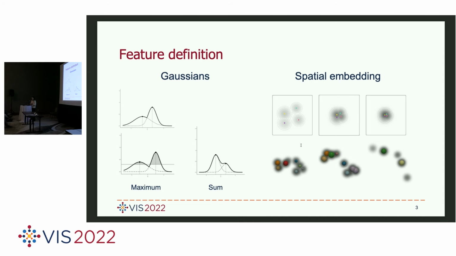Then, to go from points to features, you could evaluate these Gaussian functions in different ways. So here we have taking the maximum, thresholding the maximum, or summing the Gaussians. If you then evaluate these function combinations, you can derive scalar fields. And on the right, you have spatial embeddings of 2 scalar fields, one for point-based and one for region-based features.